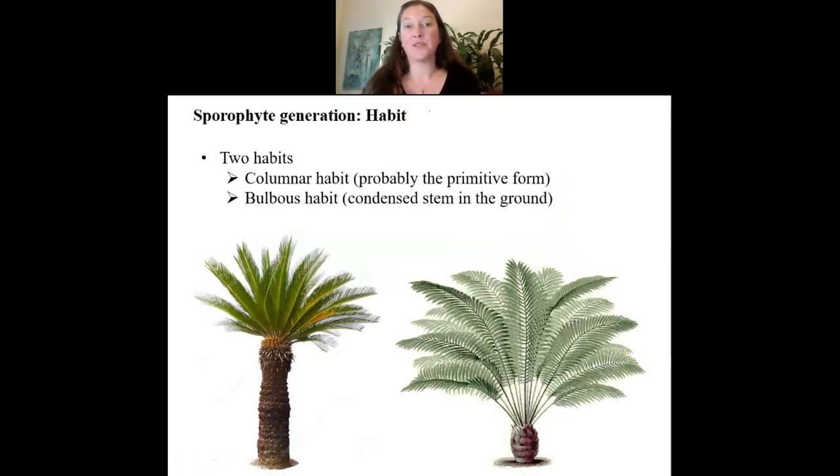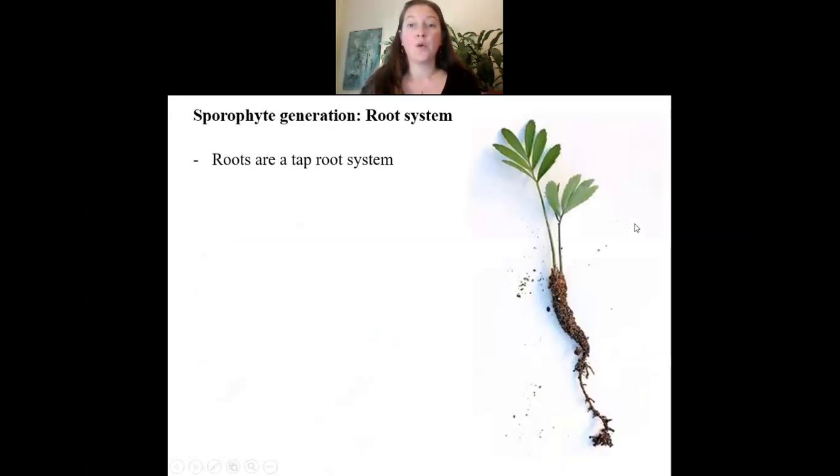Let's see. Okay, so cycads have two types of habits. There's a columnar habit and then a bulbous habit. Columnar just means like a column. Bulbous just means round and short. So the one on the left is columnar, the one on the right is bulbous. The roots are a taproot system, which we learned about during the root lab.